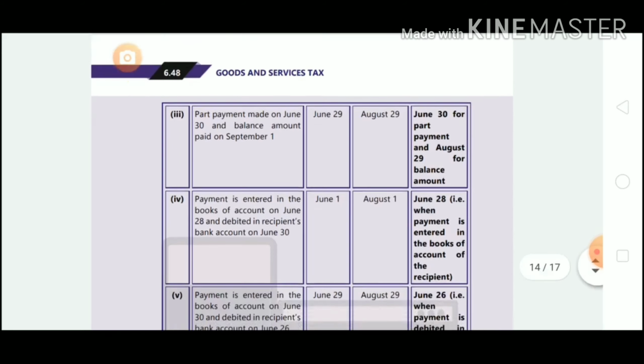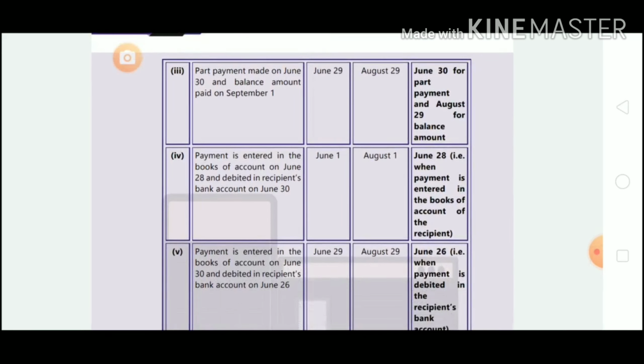Next one, payment is entered in the books of account on June 30 and debited in the recipient's bank account on June 30. So we'll take the earlier one as the payment date. Earlier date is June 28, that will be the date of payment. Now date of invoice is June 1 and 61st day from date of invoice is August 1. So we have to take the earlier of June 28 and August 1, that is June 28. That is when payment is entered in the books of accounts of the recipient.